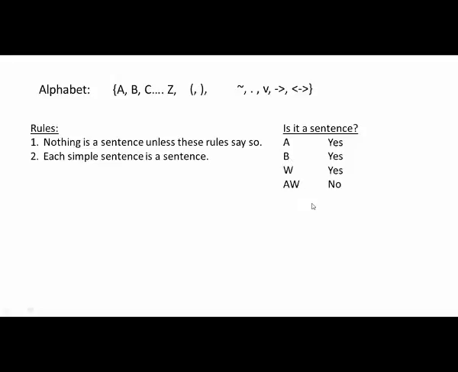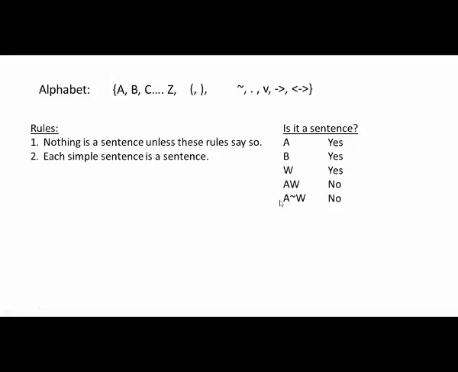But there's nothing here that tells you can put A next to W and that will be a sentence. So that is not a sentence. Now, how about this? Once again, the rules say that nothing else is a sentence unless the rules say so. So although A is a sentence and W is a sentence, you can't put the two together and make a sentence, and you can't put a tilde between them and make it a sentence.